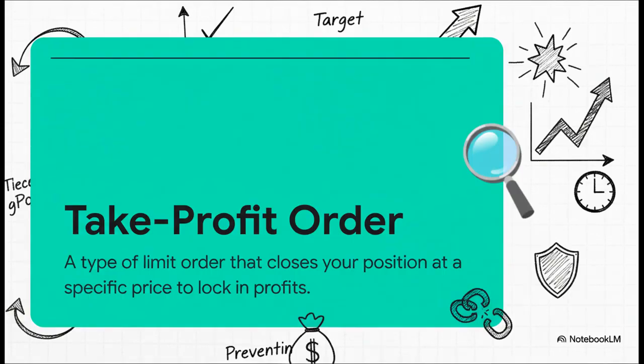And now for the fun part, actually getting paid. The take profit order is your target. It's basically a limit order that automatically sells your position when it hits a profit level you decided on ahead of time. This thing is a discipline machine. It stops greed from creeping in and letting a great winning trade turn into a loser.